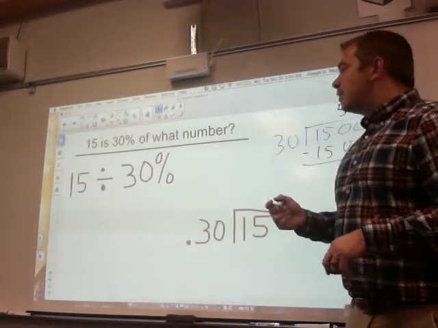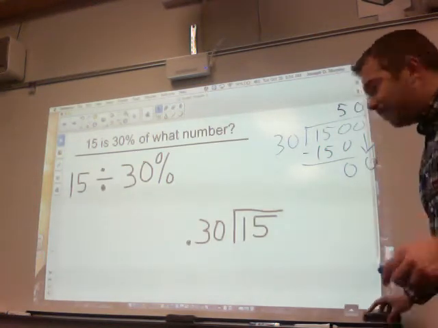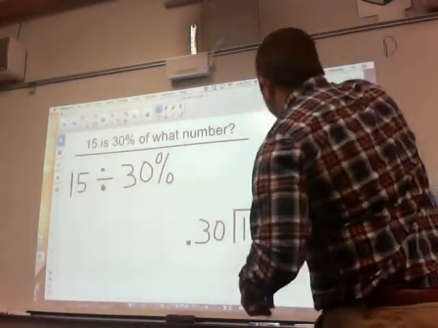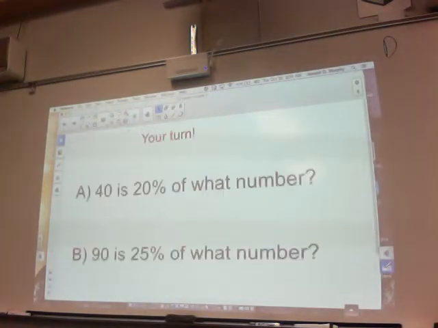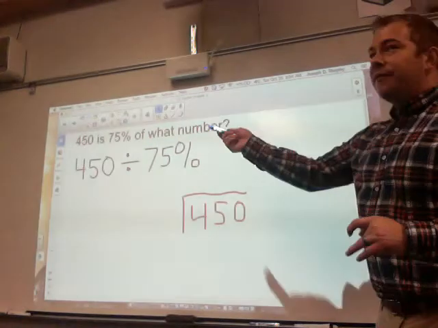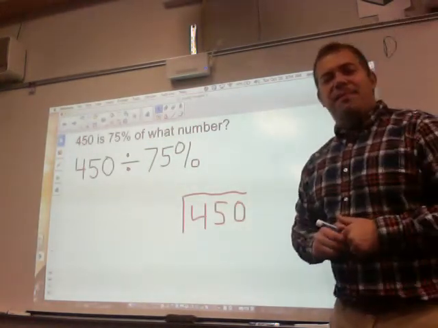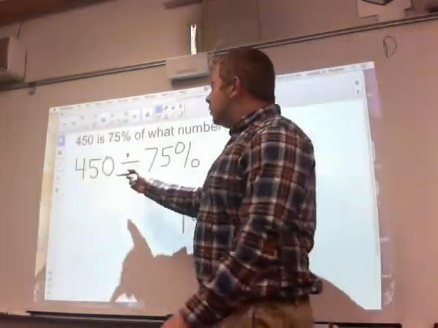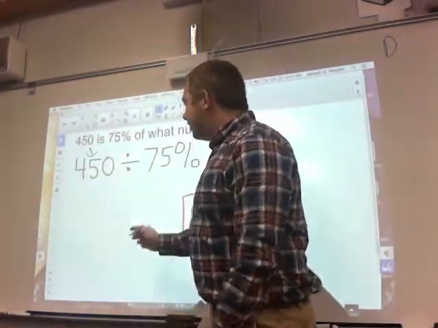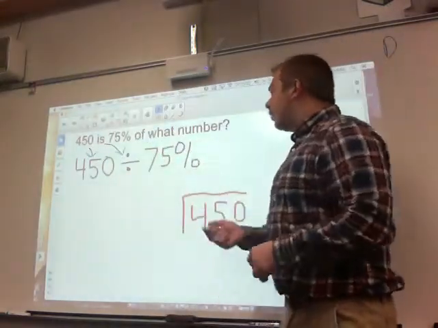So 15 is 30% of what number? 50. Remember my estimation earlier? I was right on. That was pretty lucky on my part. Or was it skill? All right, last example before you have a couple chances. 450 is 75% of what number? Okay, well, 450 is divided by 75% of what number?